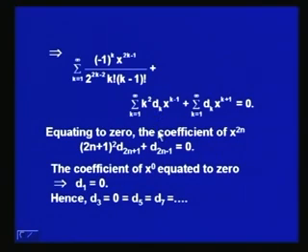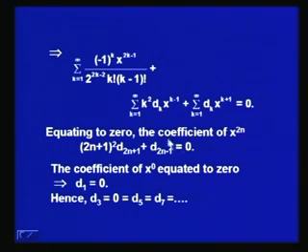So we get the equation as (2n plus 1) square d_{2n plus 1} plus d_{2n minus 1} equal to 0. Now next we equate to 0 the coefficient of x to the power 0, which is available only in this term. So it gives us 1 square into d1 equal to 0, or you can say d1 equal to 0. Now when d1 is equal to 0, from this equation we find that d3 is 0, d5 is 0, d7 is 0, and so on.